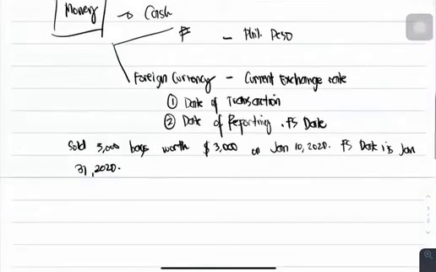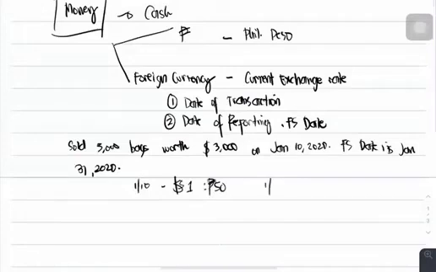And then the following are your current exchange rates. You are given January 10, $1 is equal to 50 pesos. January 15, $1 is equal to 52 pesos. January 31, $1 is equal to 53.